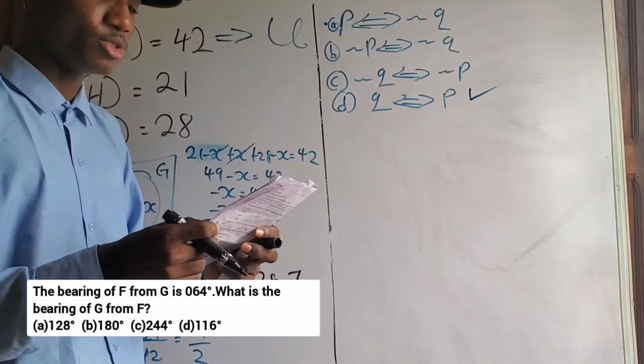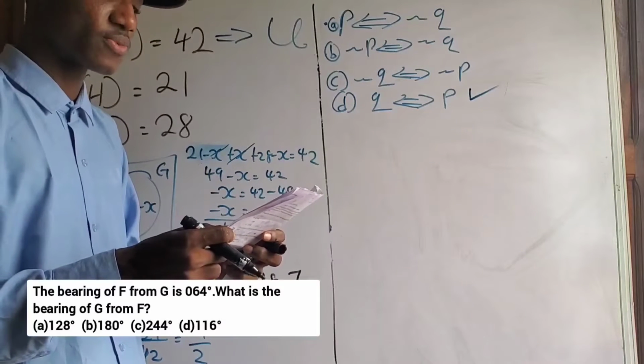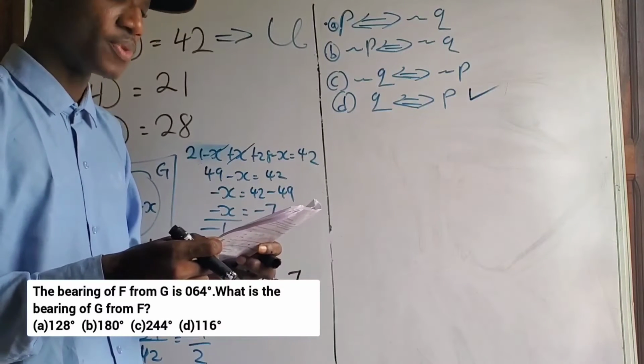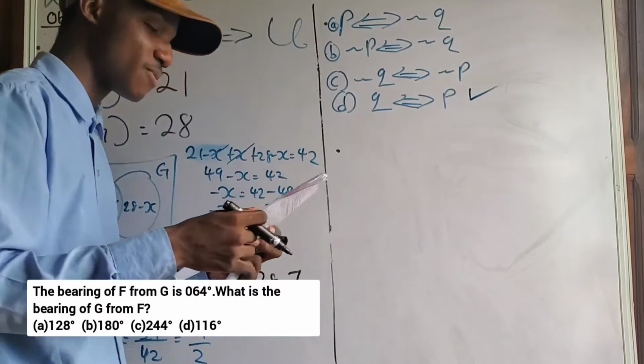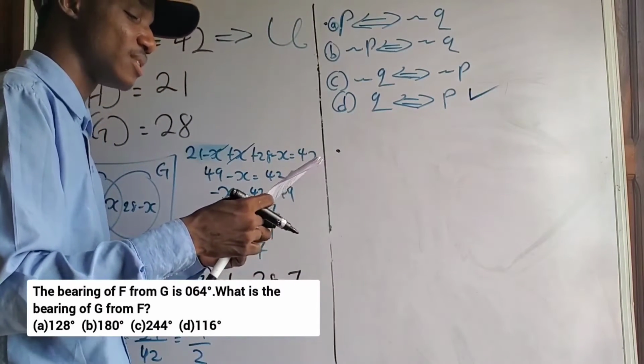The bearing of F from G is 064 degrees. That is 64 degrees. What is the bearing of G from F? Okay, the bearing of F from G is 64 degrees.